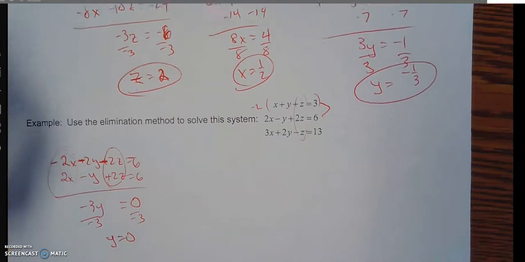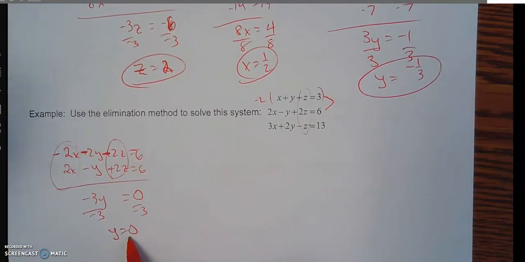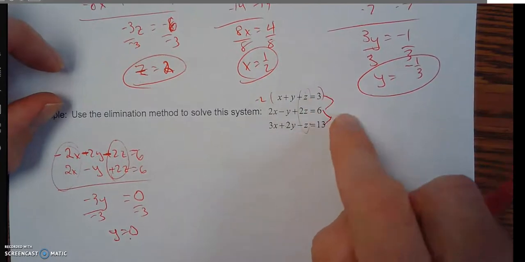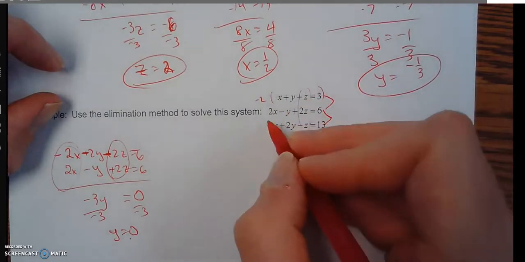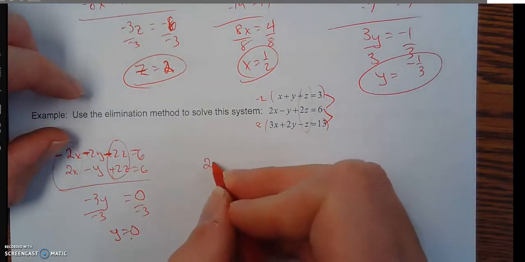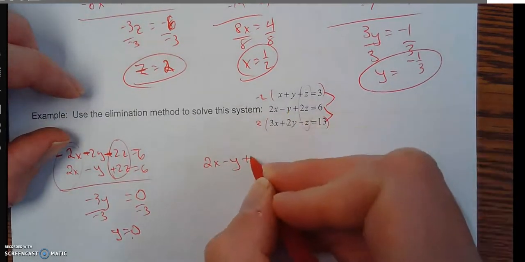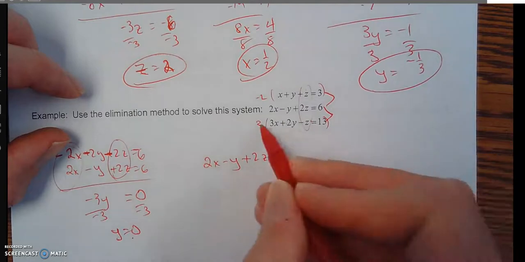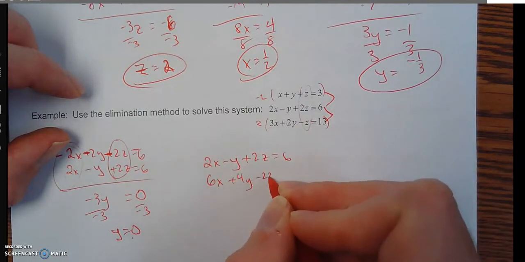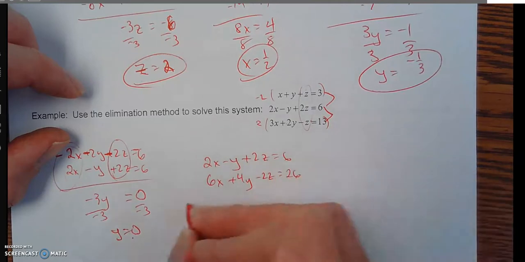And here you might get kind of stuck because you say, well, I got one variable. I don't have any equations with two variables. Well, go back up here. Let's do this next combination. I'm going to put these two together, but I'm going to double this one. I'm going to double the third equation. So top equation, or the second equation, and now double this. So 6x plus 4y minus 2z equals 26.